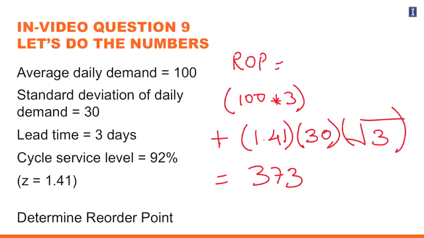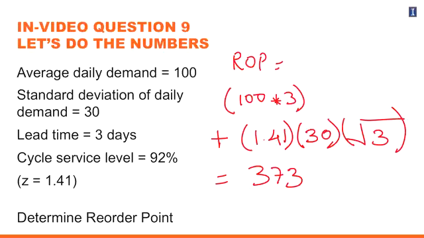It's going to be 100 units of average demand per day times 3 days of lead time. To that, we will add the z-score, which is 1.41, multiplied by 30, which is the standard deviation, and multiply that by the square root of 3 in order to convert the standard deviation into standard deviation for lead time. And this gives us a reorder point of 373.